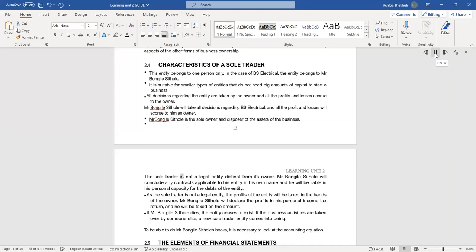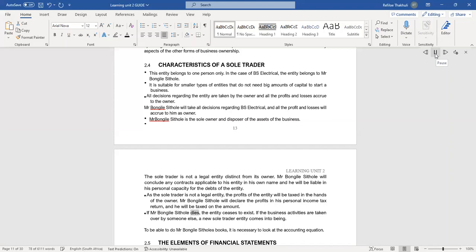The sole trader is not a legal entity distinct from its owner. Mr. Bongil Sithole will conclude any contracts applicable to his entity in his own name, and he will be liable in his personal capacity for the debts of the entity. As the sole trader is not a legal entity, the profits of the entity will be taxed in the hands of the owner. Mr. Bongil Sithole will declare the profits in his personal income tax return, and he will be taxed on the amount.